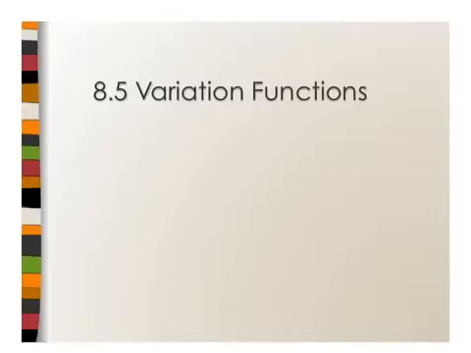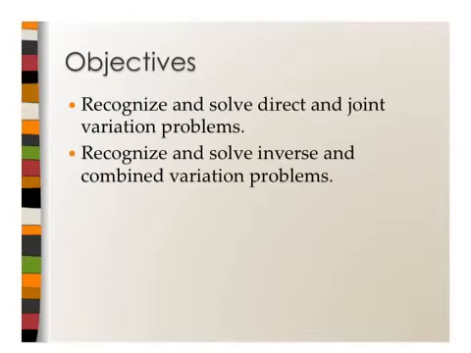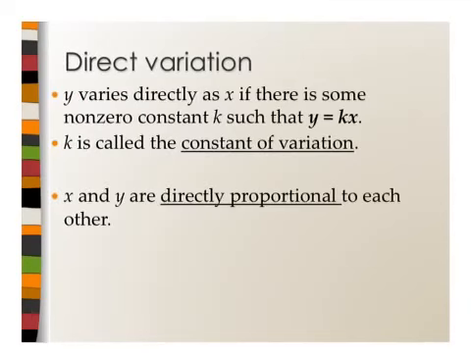8.5 variation functions. Here are the objectives. Direct variation. You should write this down. Y varies directly as x if there's some non-zero constant k such that y is equal to k times x. And k is called the constant of variation. We also say that x and y are directly proportional to each other.